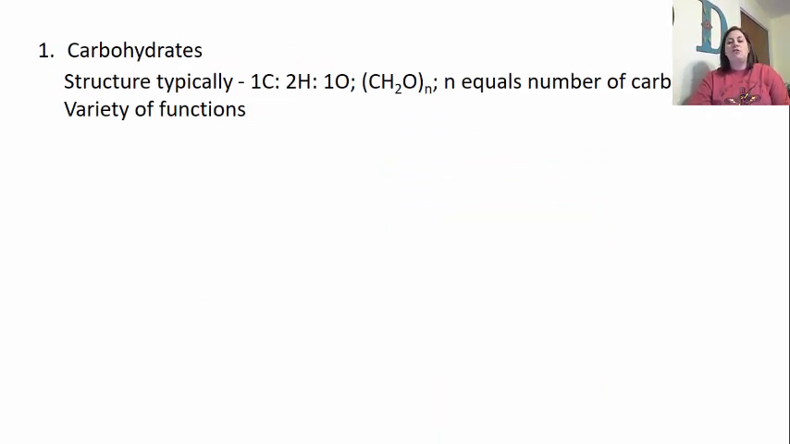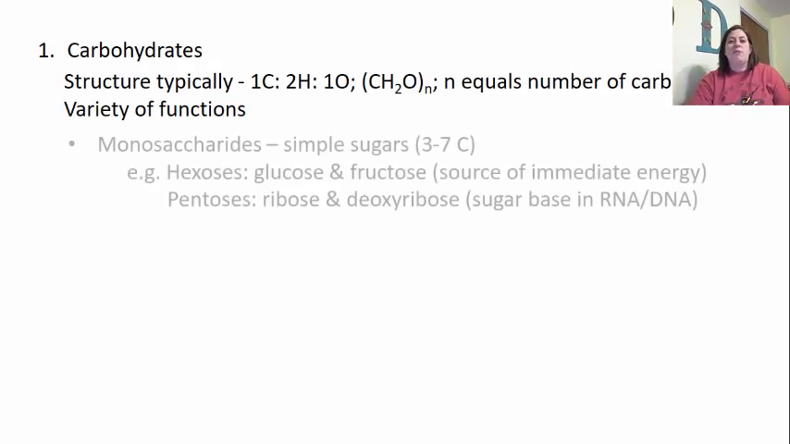When we look at carbohydrates, they tend to have a structure that is 1 carbon, 2 hydrogens, and 1 oxygen. This creates a type of ratio. A lot of times we represent this as (CH2O)n, with an n on the outside. That n equals the number of carbons that are present. And so if this is 6 in this case, this would be C6H12O6.